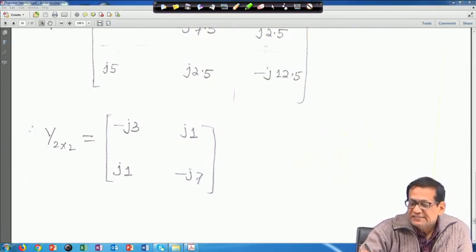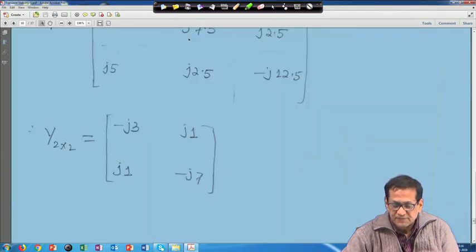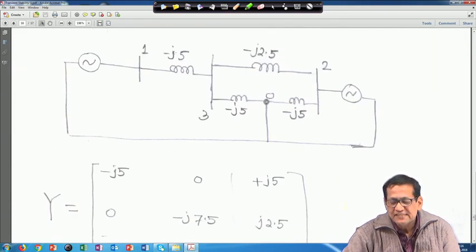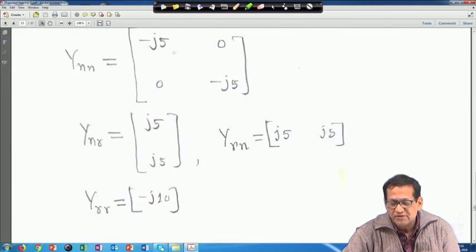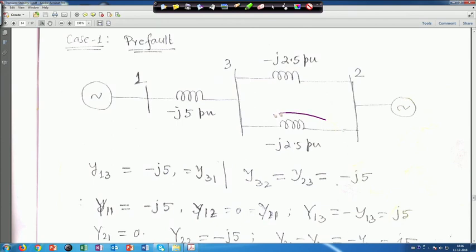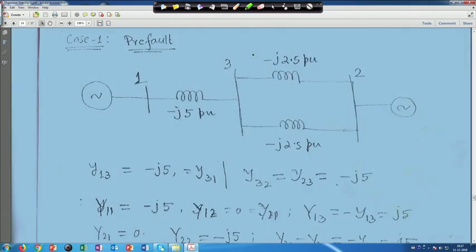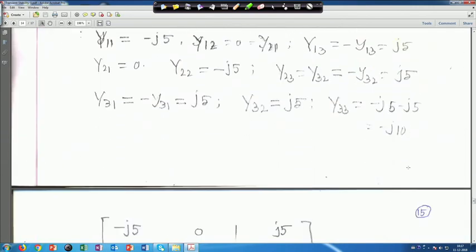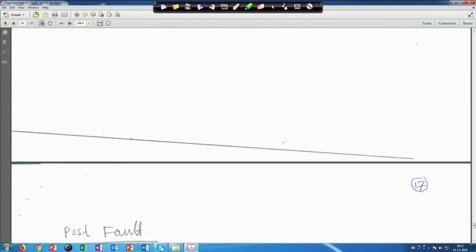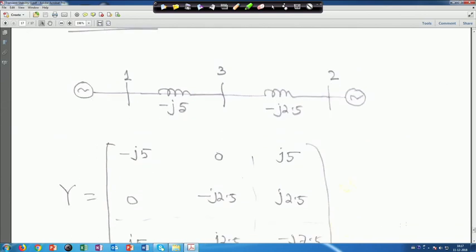So, next one is post fault. Post fault means when the fault is cleared, right. We will go back to the diagram. Suppose this line is removed, now it has become a single circuit line. So, in that case this one and this one will be there, but this is removed when the fault is cleared. So, this is the post fault condition. That line is not there.